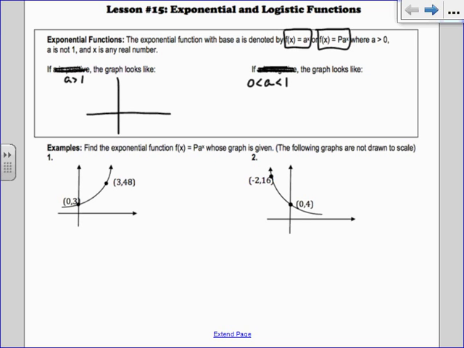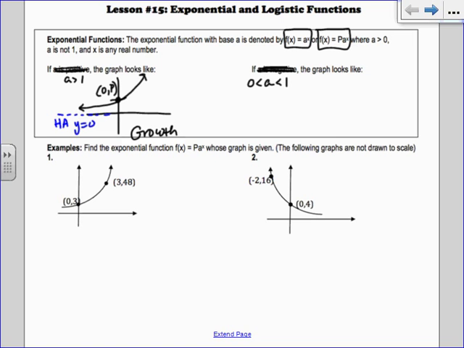If a is greater than 1, we have exponential growth. That means the graph is going to go up. You're going to go through the y-intercept of 0, comma p, and we'll talk about why that is. And it's going to go up like this. The thing to notice is that it has a horizontal asymptote of y equals 0, and it's unbounded on the right side, meaning the limit as x goes to infinity is going to be infinity.